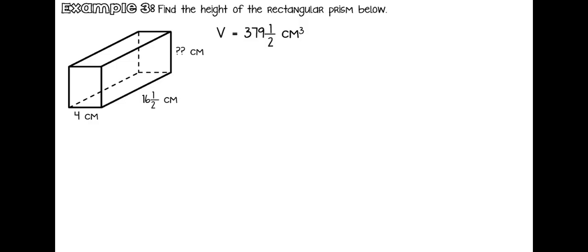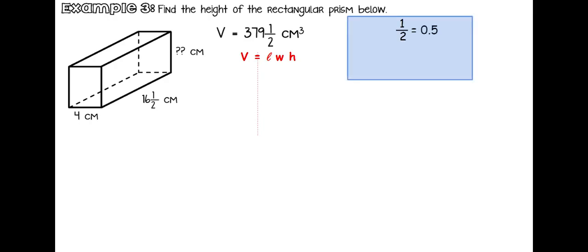Okay, this time they didn't tell me the height. The height is the unknown this time. So let's always get in the habit of writing out your formula. We're talking about volume, so V equals, well, it's talking about a rectangular prism, so length times width times height. My V, they told me, was 379.5. And by this point in time, you should know that 1/2 is the same thing as 0.5. Okay, but if not, remember, you take the top, 1, divided by the bottom number, which in this case is 2. So 1 divided by 2 is 0.5.